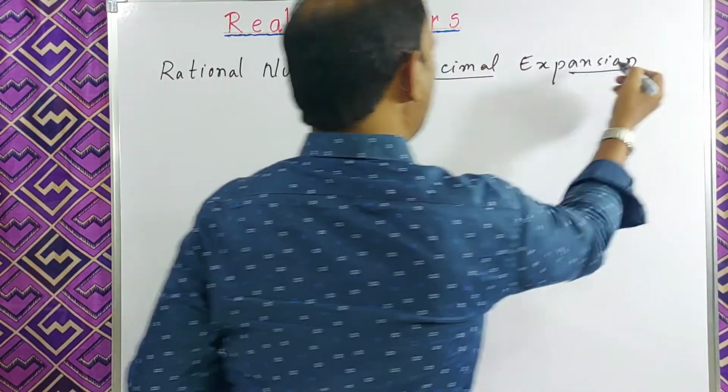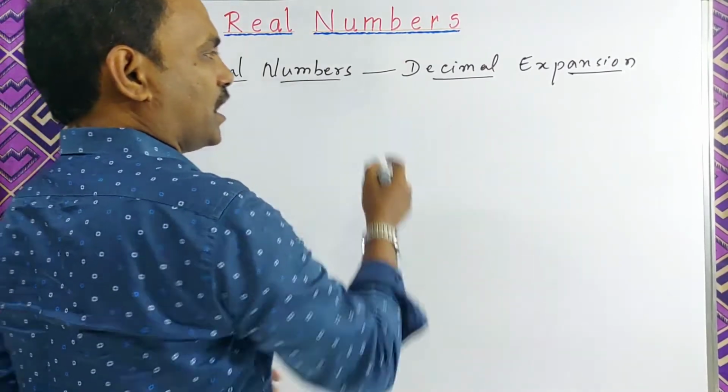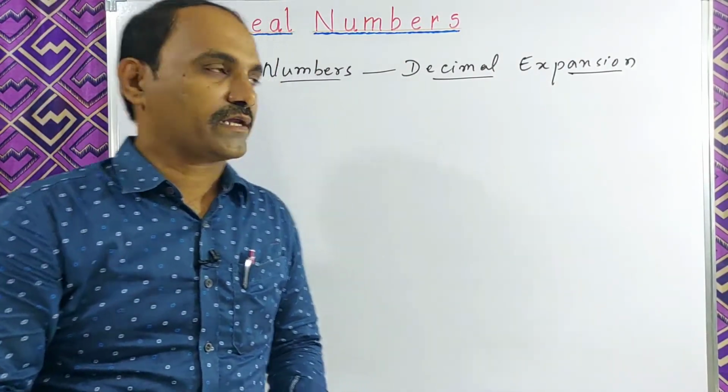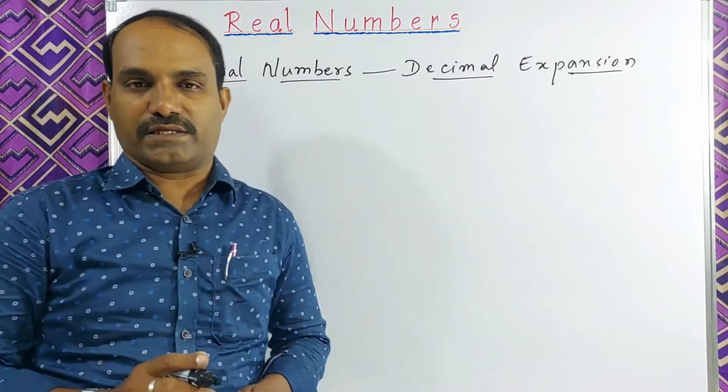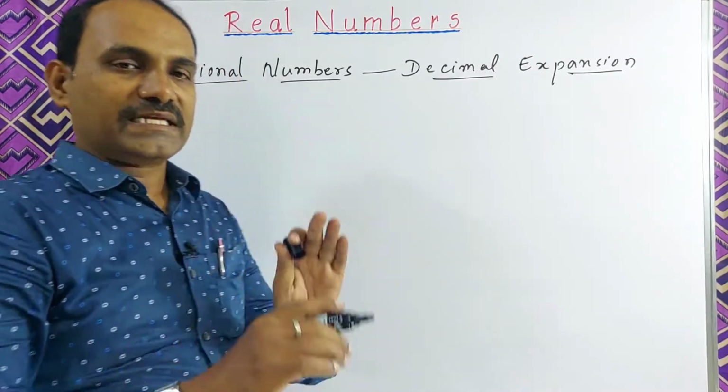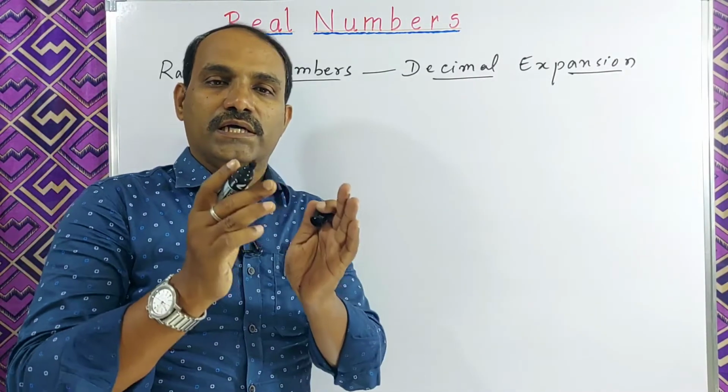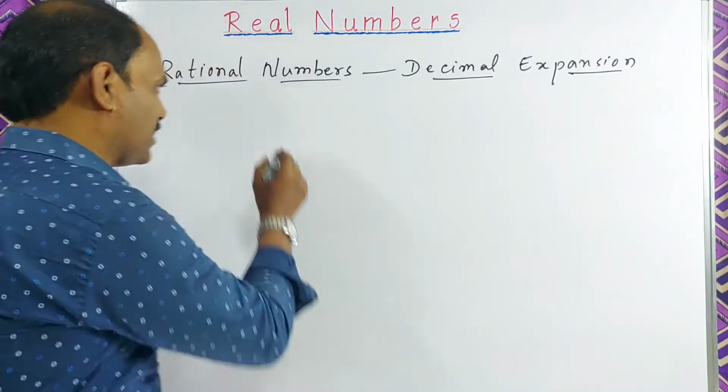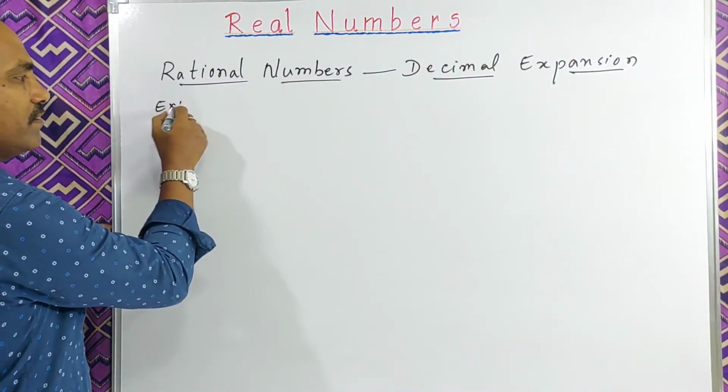Decimal expansion of rational numbers. According to this decimal expansion, rational numbers are of two types. What are those? First, let us discuss some examples. One example I will give here.